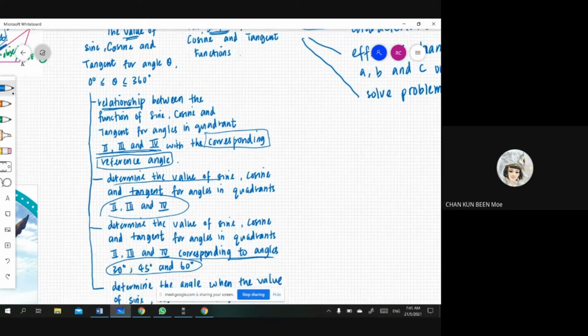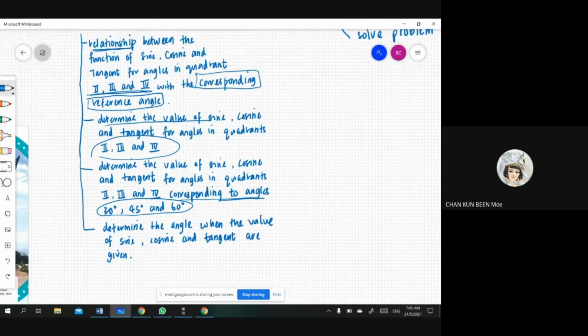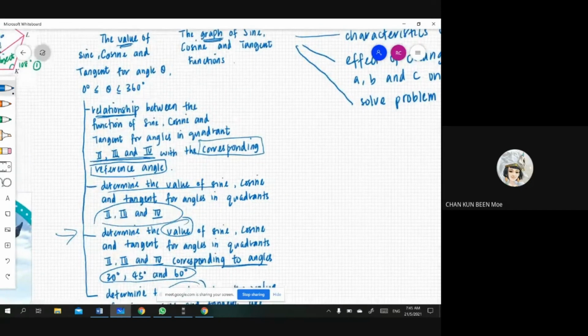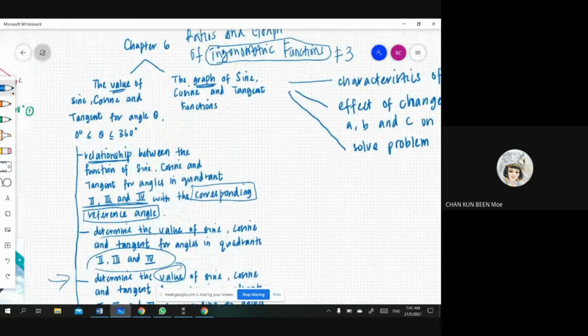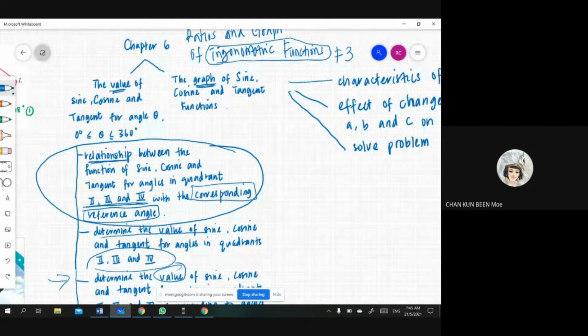And lastly, you are going to determine the angle when the value is given. Okay, the first one over here, you determine the value when the angle is given, but the last one over here, you determine the angle when the value is given. Okay, so today we are not going to look into so much of it. You don't have to be worried. Okay, we are just going to look at the relationship between the function of sine, cosine, and tangent for the angles in those 4 quadrants.